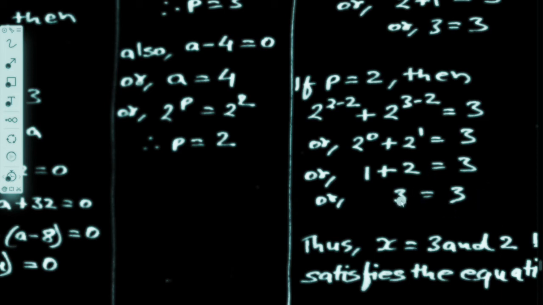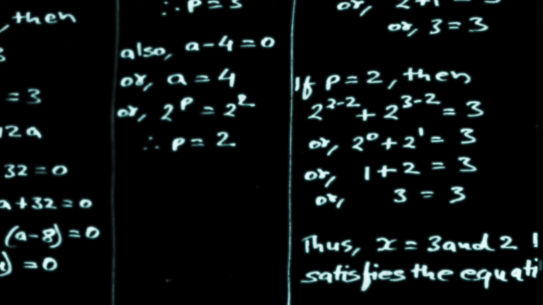Here also both sides are equal. It means that the answer we get is 5. Thus x equal 3 and 2 both satisfy our equation. It means both are our answer. In this way, we completed this exponential equation.